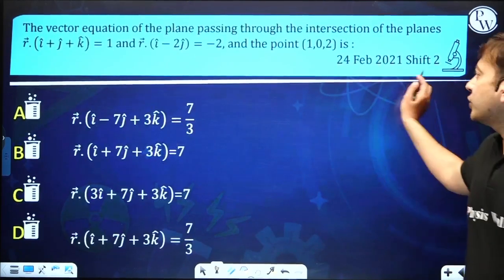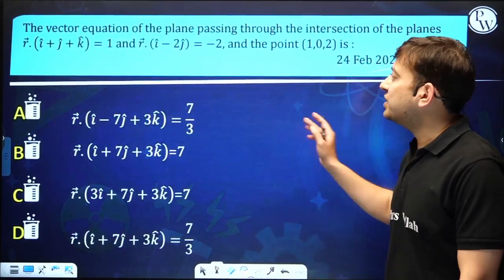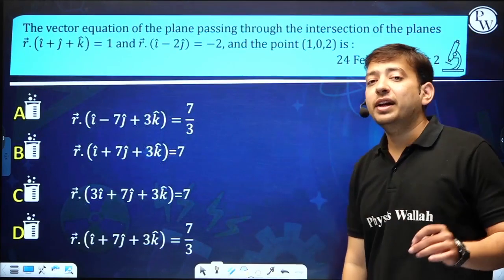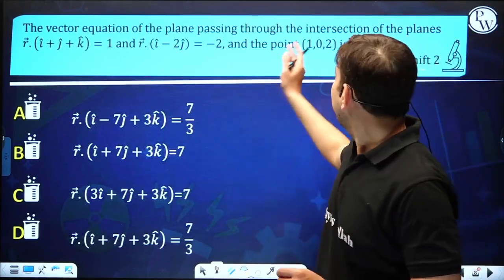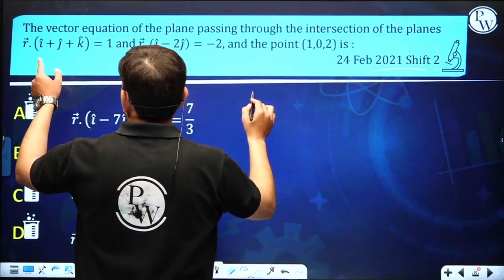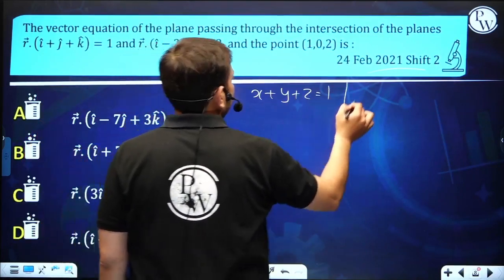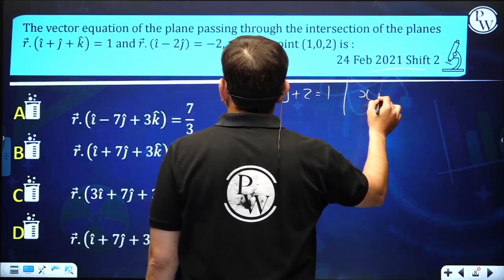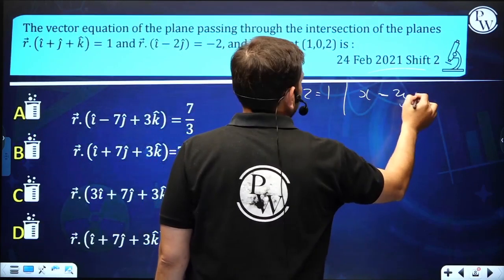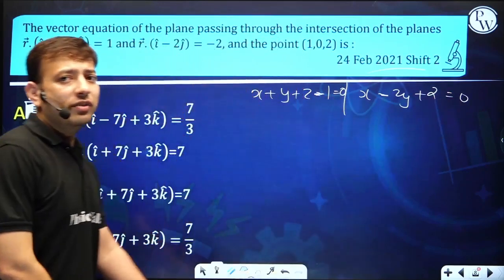Now, again, 2021. The vector equation of the plane passing through the intersection of the planes, this and this, and the point. Sir, if you convert to the Cartesian form, it will be x plus y plus z is equal to 1. And the other one will be x minus 2y plus 2z is equal to 0, here minus 1 is equal to 0. These are the two equations.